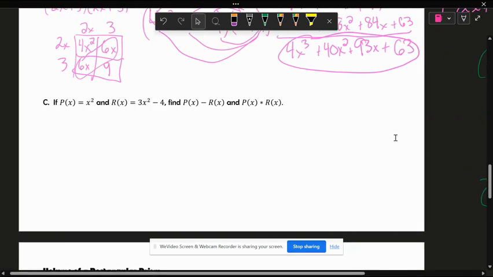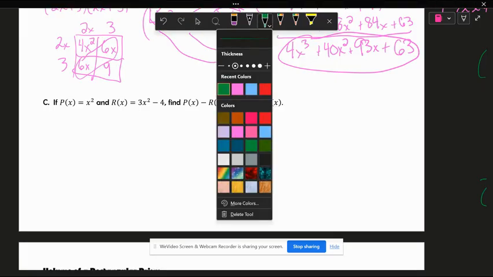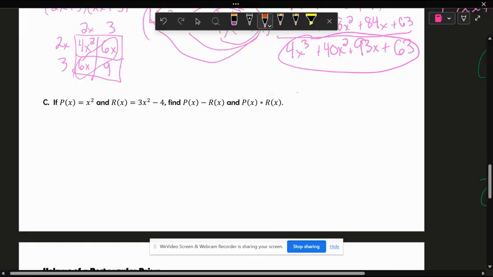All right, letter C. If p of x equals x squared, r of x equals 3x squared minus 4, find p of x minus r of x and p of x times r of x. So it's the same thing that we were just doing. The difference here is, well, they just wrote it a different way.